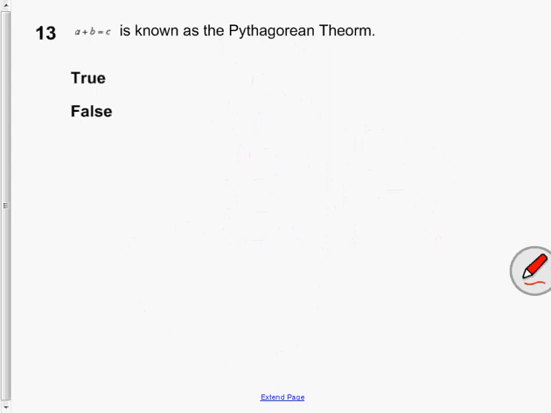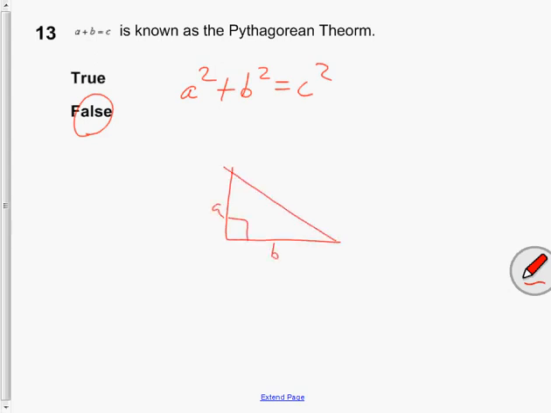Question 13 says a plus b equals c, and this is known as the Pythagorean theorem. Now hopefully you all know that this is false. And what you should have to make it true is just a squared plus b squared equals c squared. So if you take a right triangle, the a and the b are these legs here, and the c is the hypotenuse. So in this right triangle, if this was 4 and this was 3, then this is not 7. It's not 4 plus 3 equals 7.